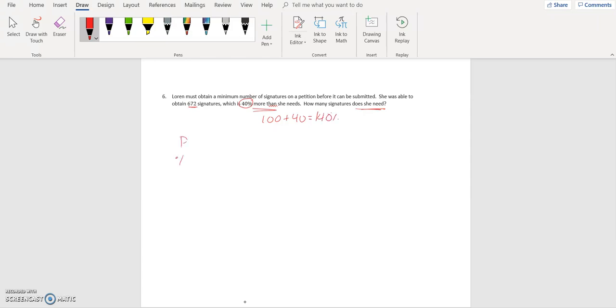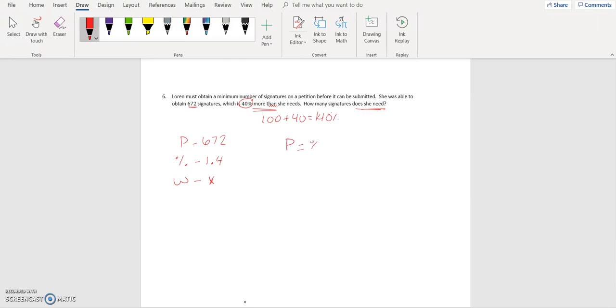So part, percent, and whole. So we want to know our percent, right? No, sorry. We want to know the whole. We want to know how many she needed. She has 140% of what she needed. And so what she has is 672. So our part is going to be the 672.